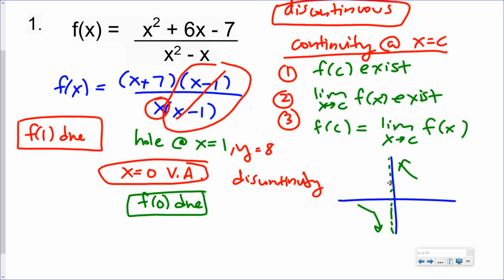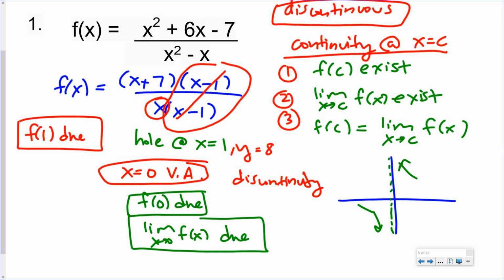Is there a limit at vertical asymptotes? What three places are there no limits? Jump, crazy oscillation, and infinite discontinuity, or vertical asymptote, right? So you could also say the limit as x goes to 0 of f of x does not exist, and that would also be a great answer, okay? Guys, are there limits at holes? Yes, there are limits at holes.